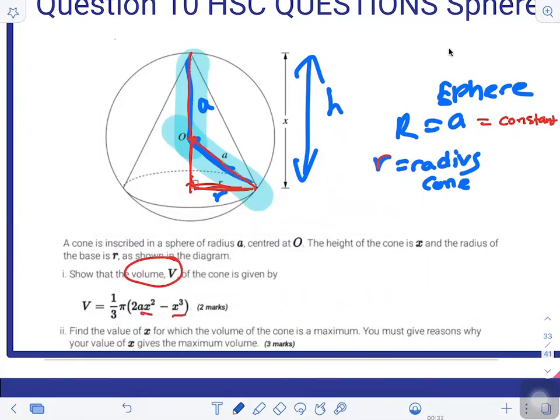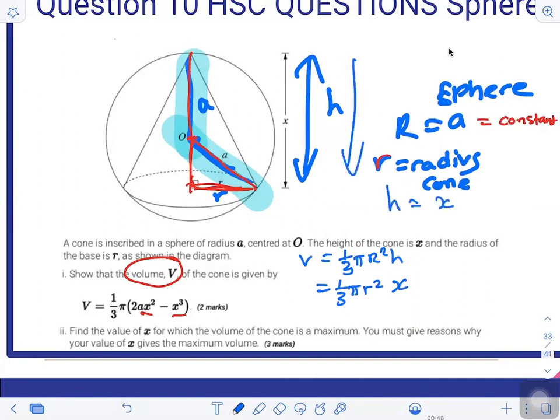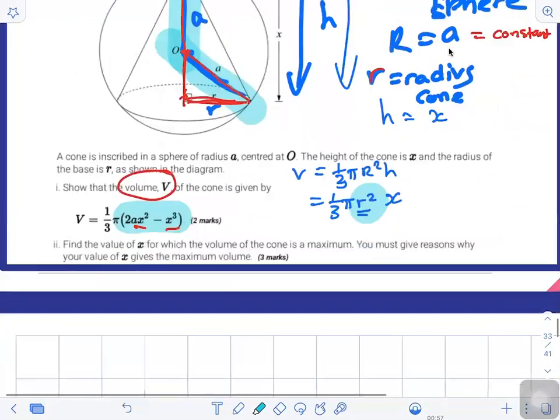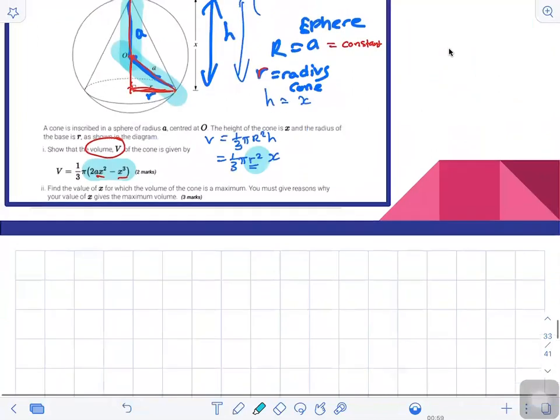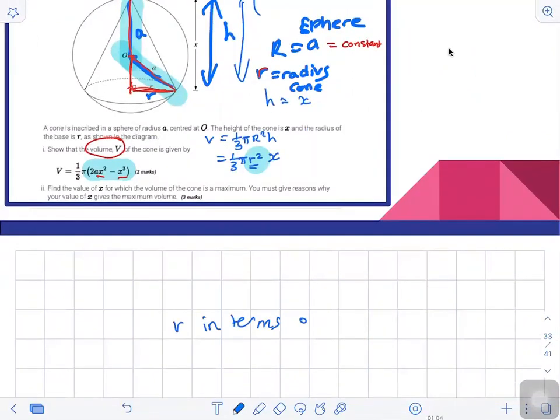Okay, so first of all, the volume of the cone, that's what we're interested in, is 1/3 pi r squared h. So that's going to be 1/3 pi little r squared, and then the height of the cone is x. So the height equals x, and you see that's there. Okay, so what we need to do is we need to get r out of the picture, because r is not in here, it's in terms of x. So we need to find r in terms of x.